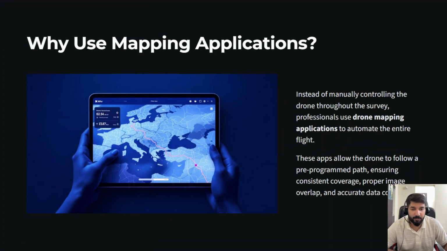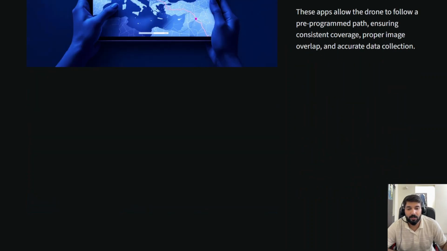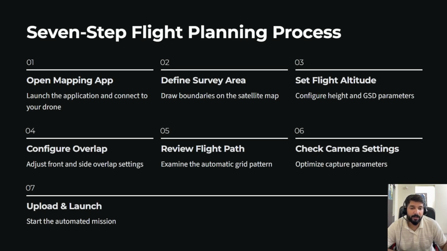Once a drone survey project is properly planned, the next step is to create a flight plan that will guide the drone during the mission. Instead of manually controlling the drone throughout the survey, professionals typically use drone mapping applications to automate the entire flight. These apps allow the drone to follow a pre-programmed path, ensuring consistent coverage, proper image overlap, and accurate data collection. Let's walk through how flight planning works using mapping applications.